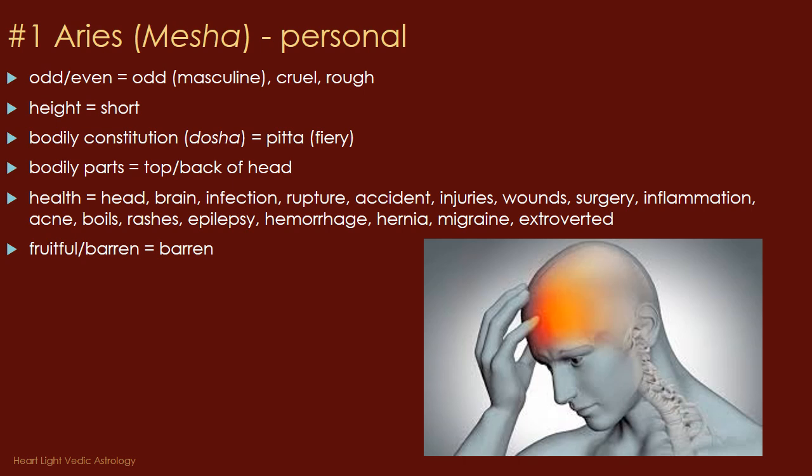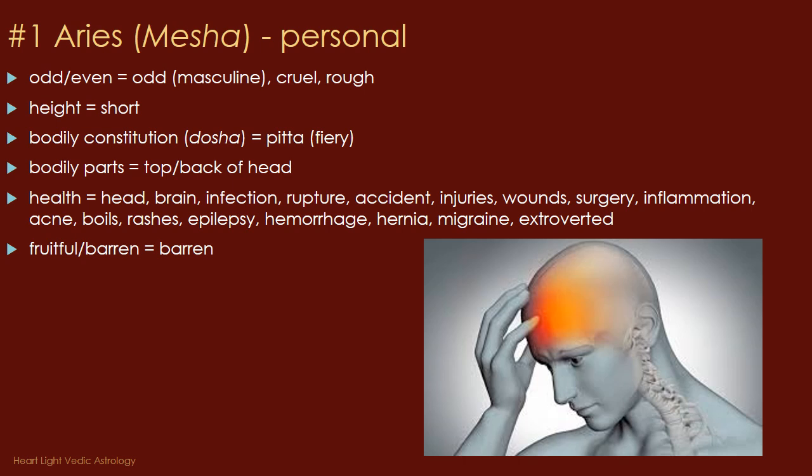In terms of bodily parts, the top and the back of the head, because the first house of any chart, regardless of whether it's an Aries rising or not, the first house especially represents the head. It represents the whole body generally, but especially the head. Now, also in terms of health, things that Aries represents, and some of this is going to overlap with Mars because Aries is ruled by Mars, but we can see head and brain, okay? Infection. There's usually inflammation involved with infection, rupture, accidents, injuries, because again, there's this breaking, those are usually violent actions or violent events. There can be bleeding involved there. So that's all Martian type stuff.